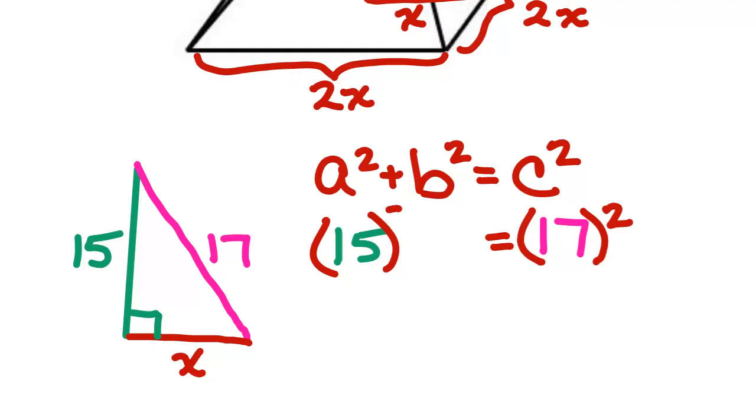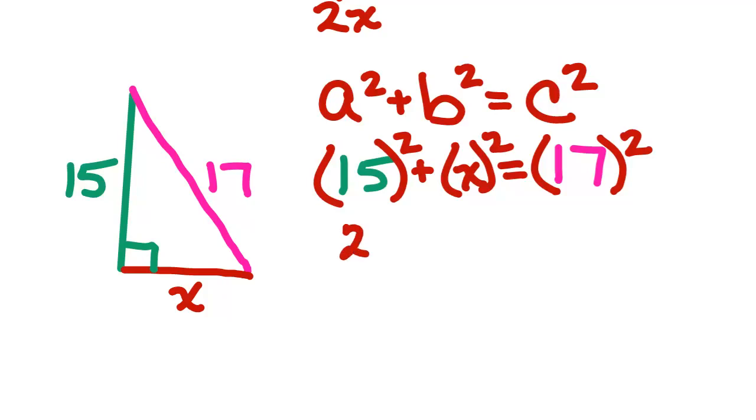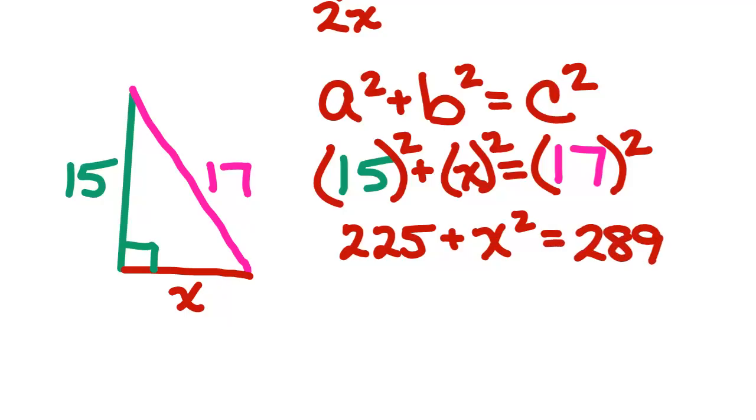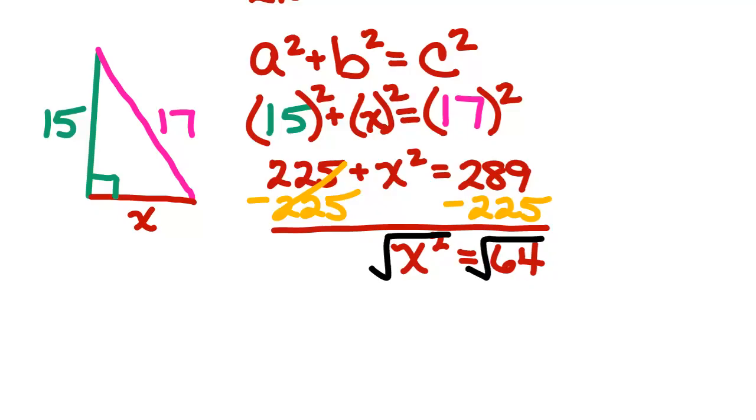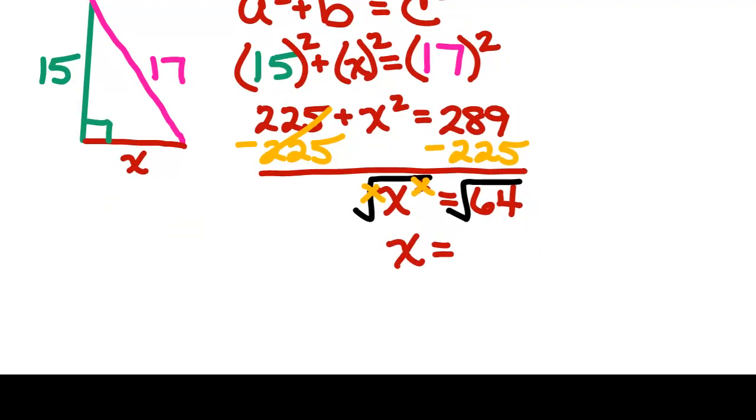So I have 15 squared plus X squared. So that would be 225 plus x squared equals 289. Subtract 225 from both sides. We get 64. Let me catch up to you real quick. X squared equals 64. Now what do? Square root. If you do it to one side, got to do it to the other side. The squared and square root cancel each other out over on the left. We get x equals 8.